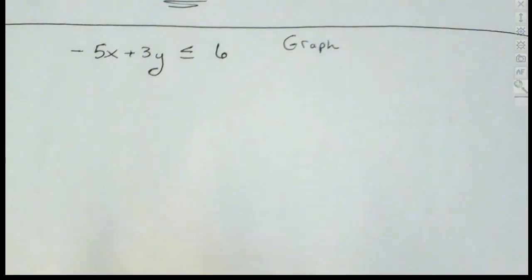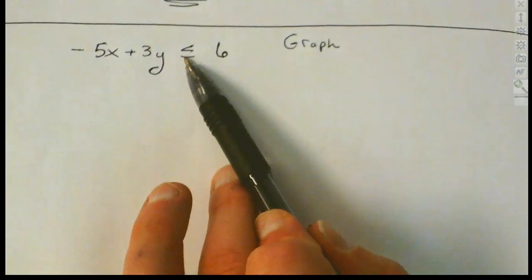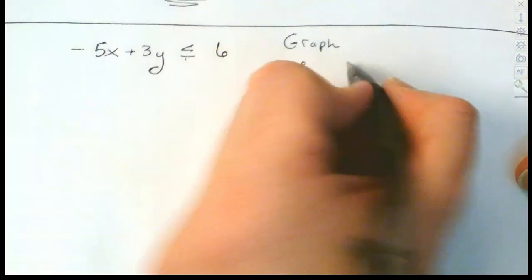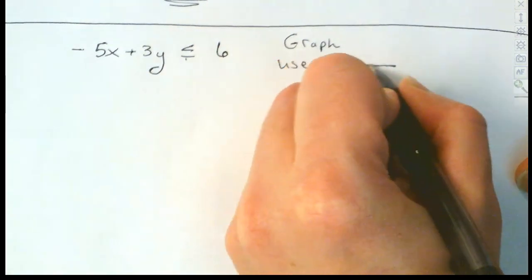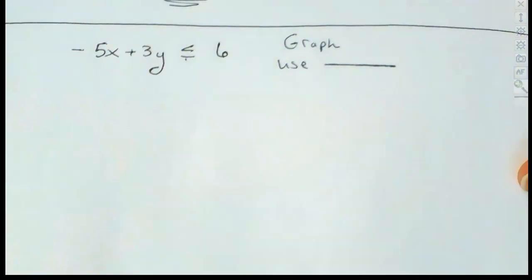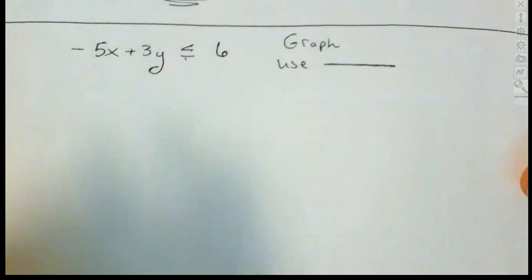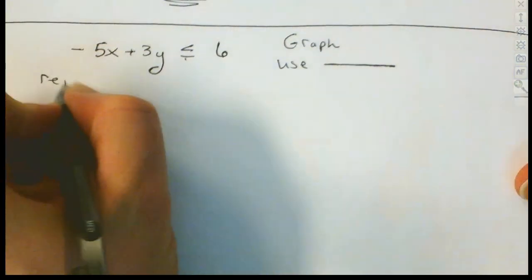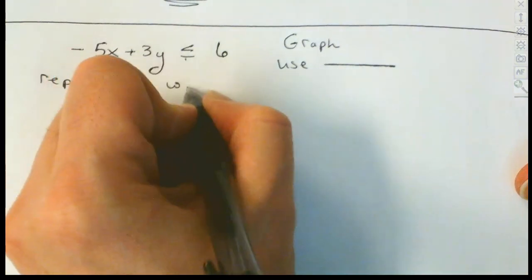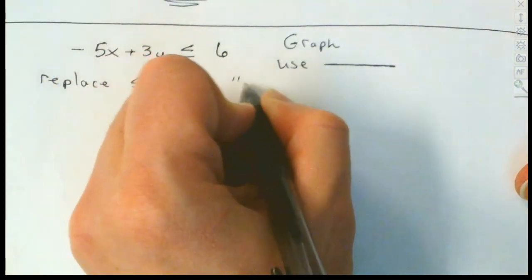So, first thing we want to do is figure out, are we going to use a solid or dotted line? We look at it. We have an equal bar here, so that means we're going to use a solid line. If there's no equal bar like the previous one, then we use a dotted line. So we're going to use a solid line. And next, we replace the inequality with an equal sign.